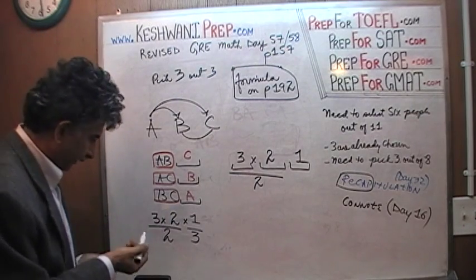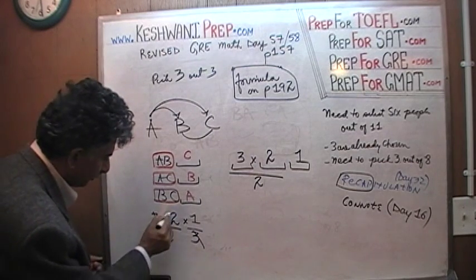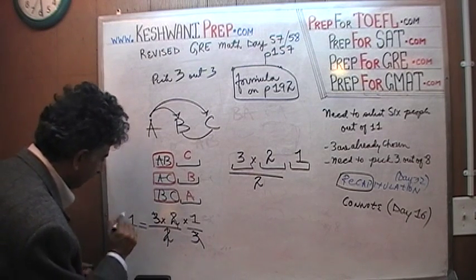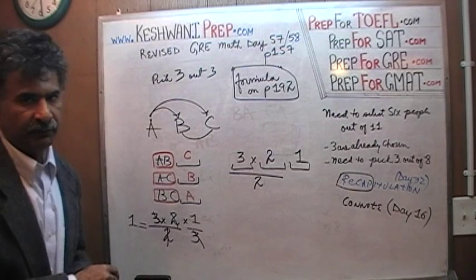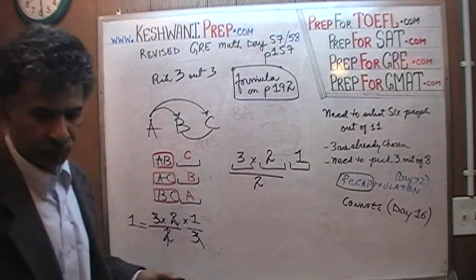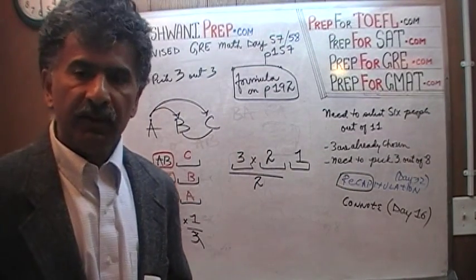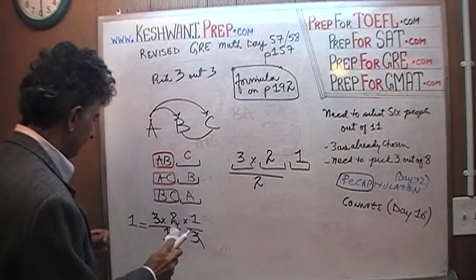And of course, when you work it out, 3 goes into 3 one time, and 2 goes into 2 one time, and the answer is 1, which of course we knew all along. There is only one way you can pick 3 people out of 3. Let's make it more interesting. Let's ask ourselves, how many different ways can we pick 3 people out of 4? Which will be more interesting.